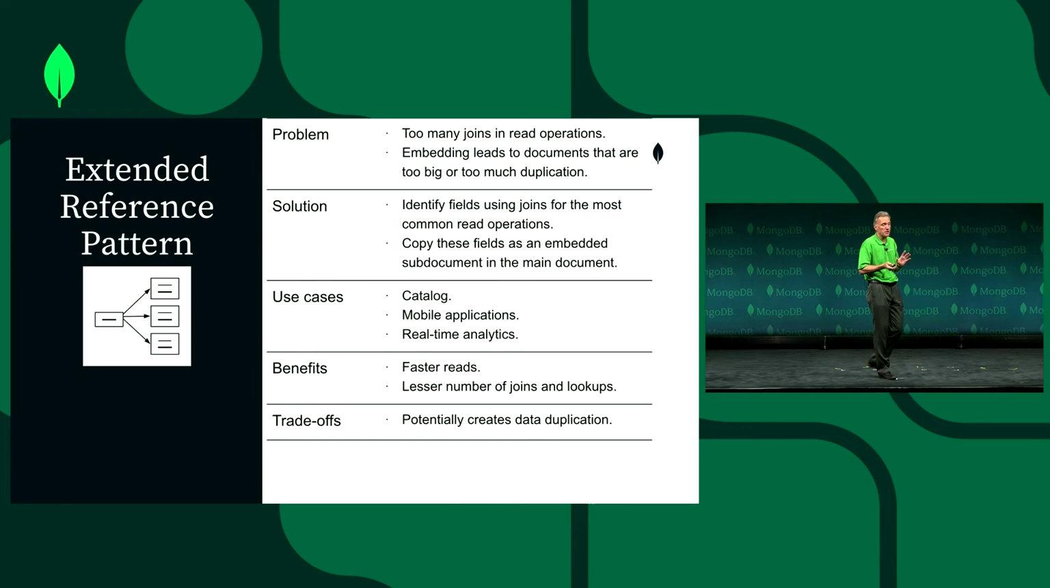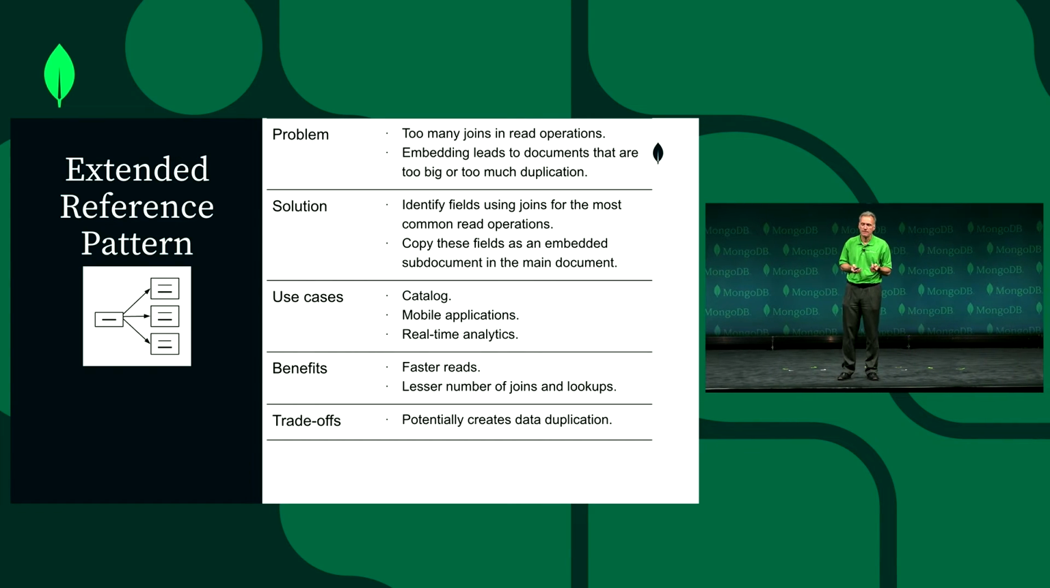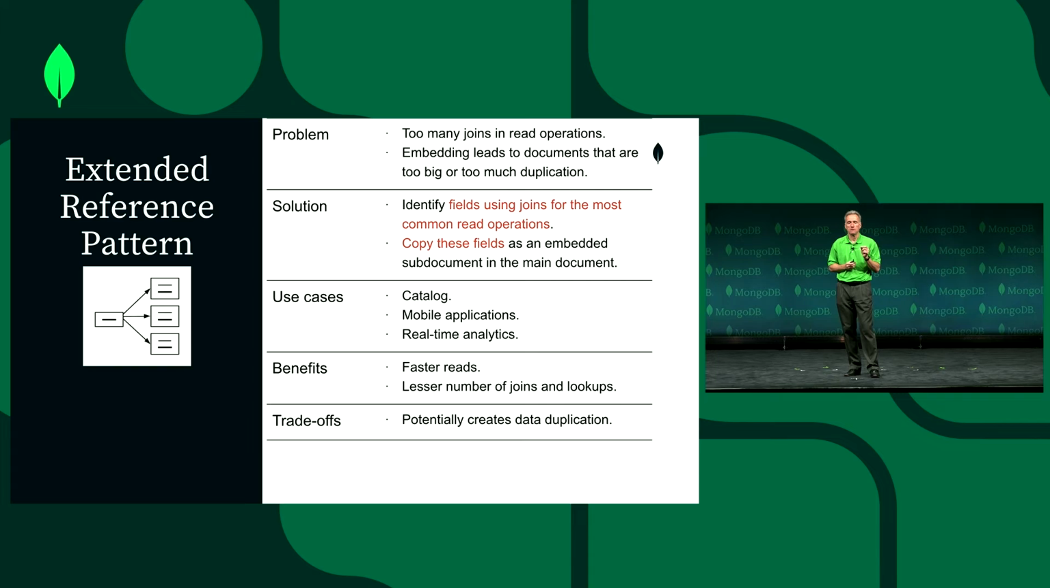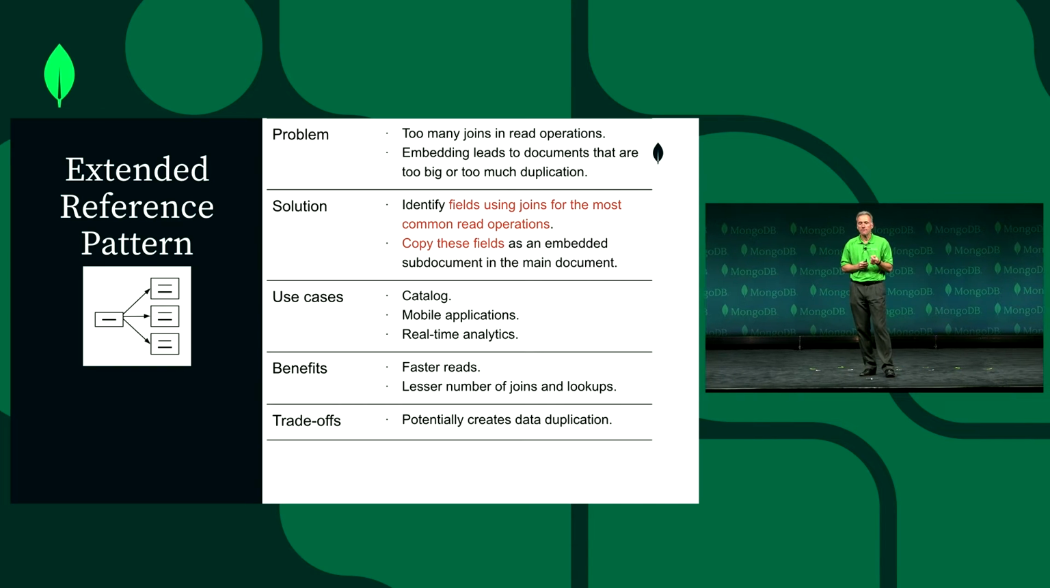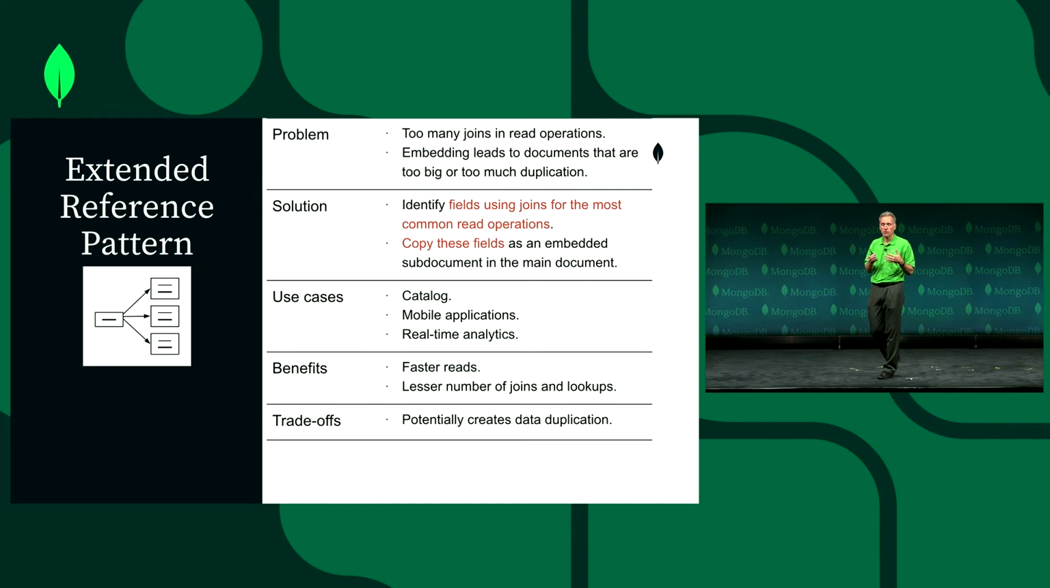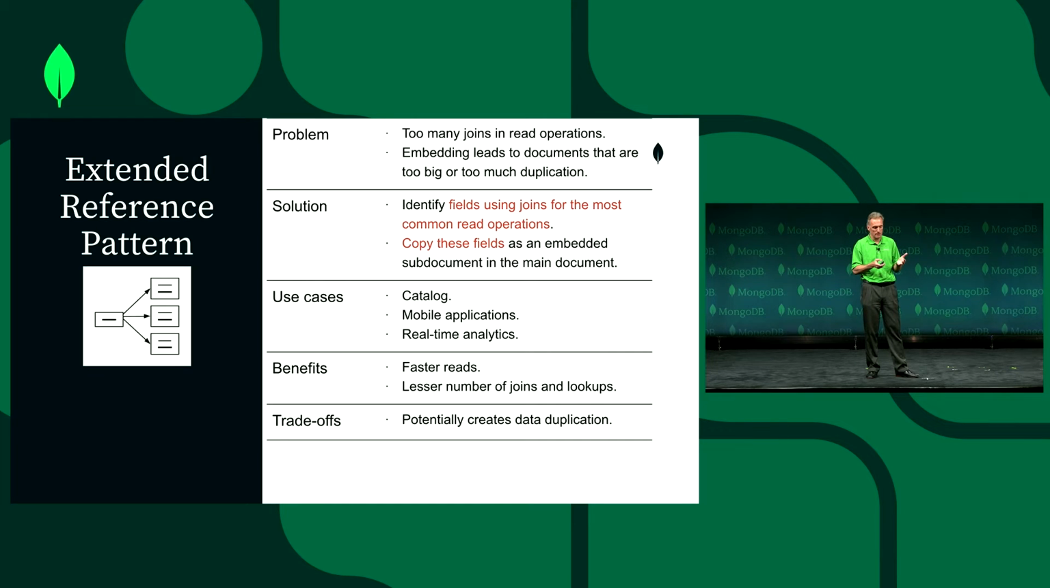And for that, we're going to introduce our first pattern called the extended reference pattern. And this pattern is concerned with reducing the number of joins in queries. So we identify the fields using joins for the most common operation, and we copy these fields into the main document. I think you're seeing where I'm going here.